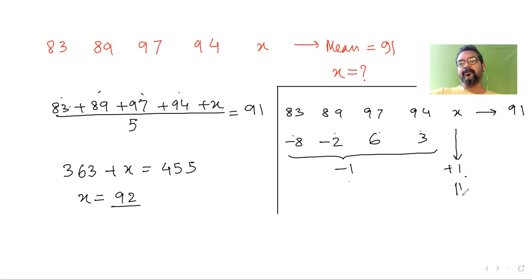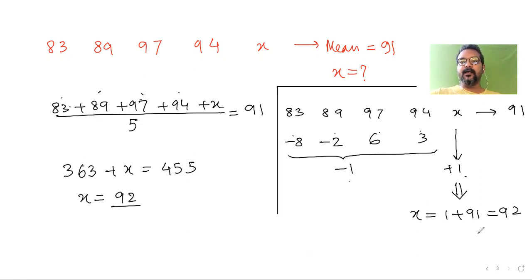The fact that it contributes a plus 1 means what? That x must have been 1 more than 91. So the value of x is 92. It's a much simpler calculation. It's much neater, and the chances of making a mistake by adding big numbers are also less. Also, it's faster. So obviously, there are a lot of advantages if you follow this method.